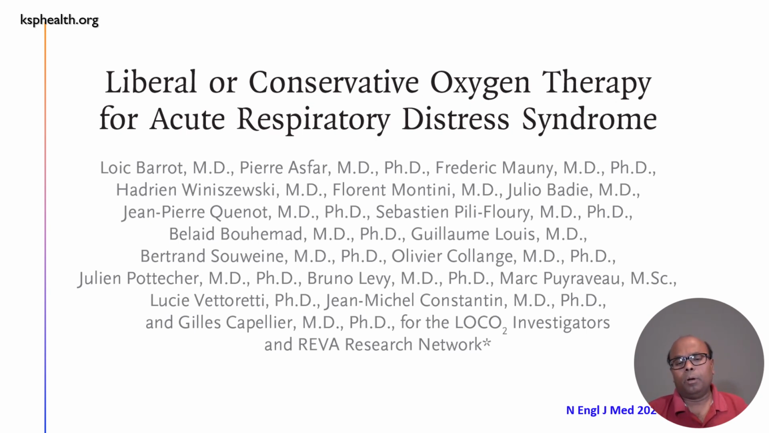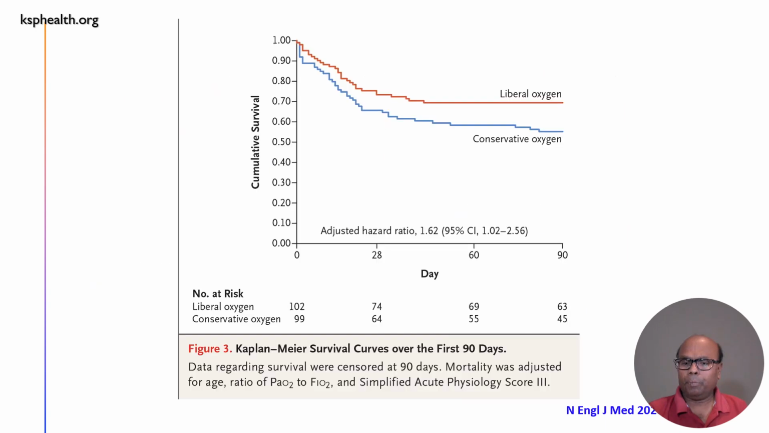The second paper, published in 2024, compared liberal and conservative oxygen therapy in patients with ARDS. Let's see the result. In fact, the conservative oxygen group did worse than the liberal oxygen group, but the difference is not statistically significant. As a result, avoiding hyperoxia in patients with ARDS did not show any benefit.